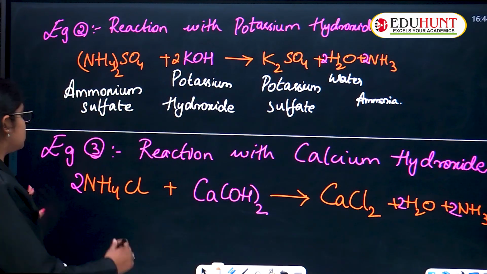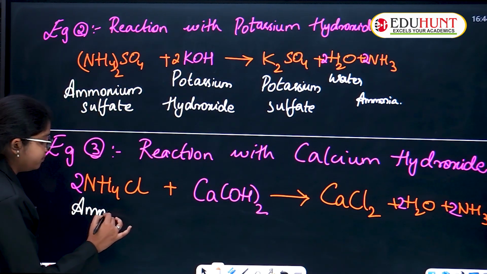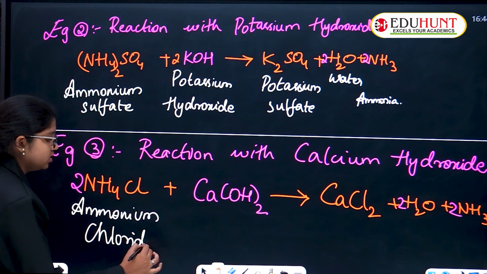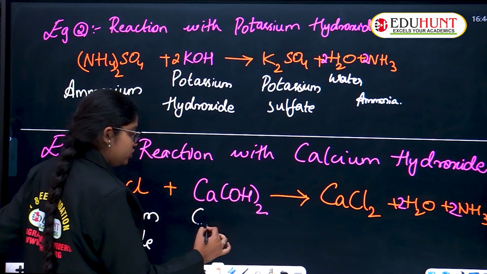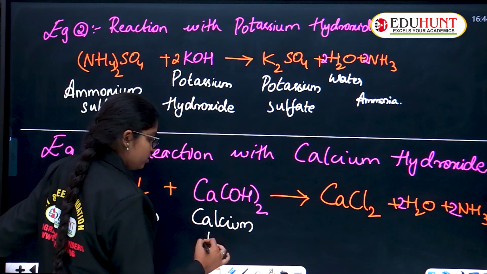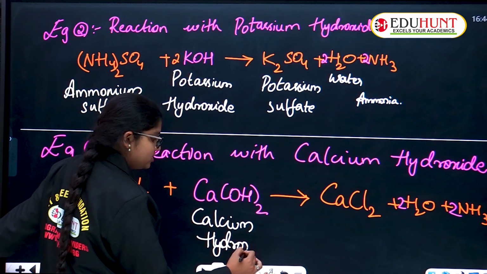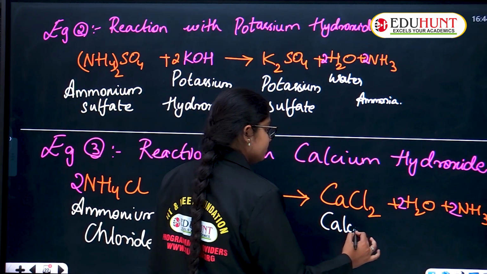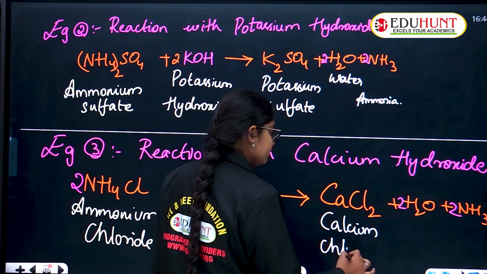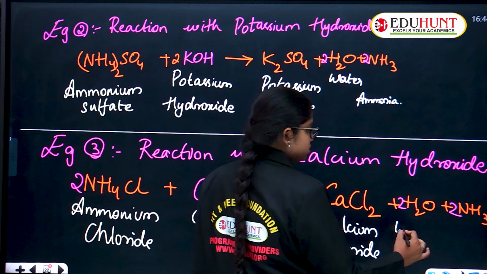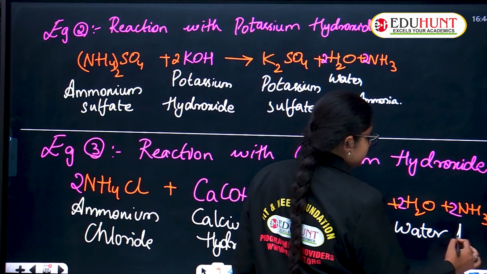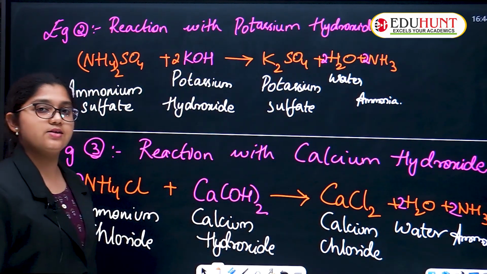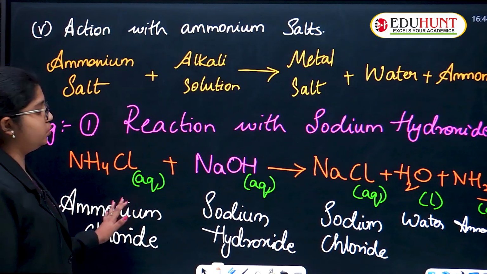The names are as follows. NH4Cl is ammonium chloride, you know it already, no? To this if I add calcium hydroxide, very good. Next is the metal salt. What is that? Very good, calcium chloride. To this we get water and we also get ammonia. These are the equations, the examples 1, 2 and 3.